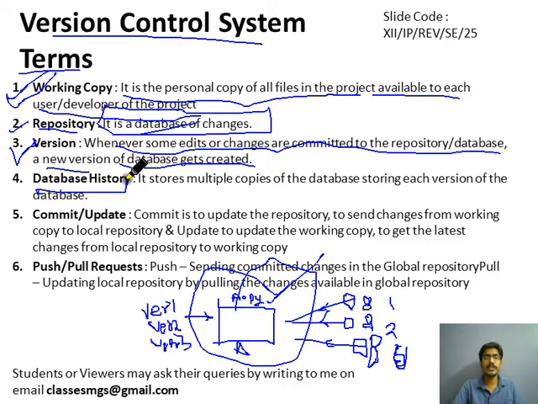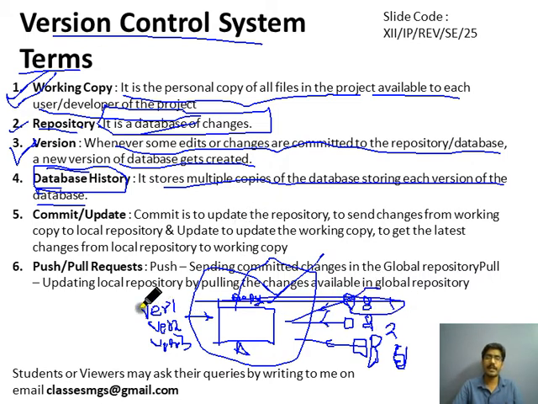Now what is database history? Database history is the changes. It stores the multiple copies of the database, storing each version of the database. What developer 1 has made in a particular version is maintained by the database history.